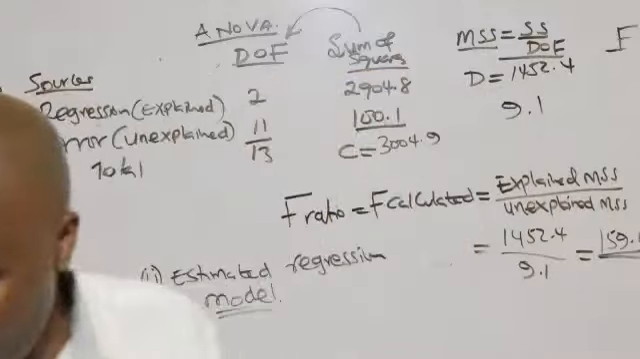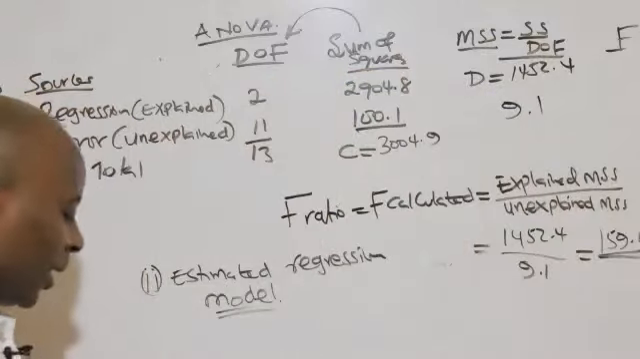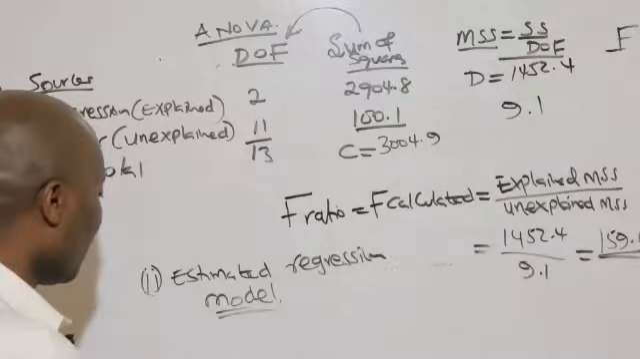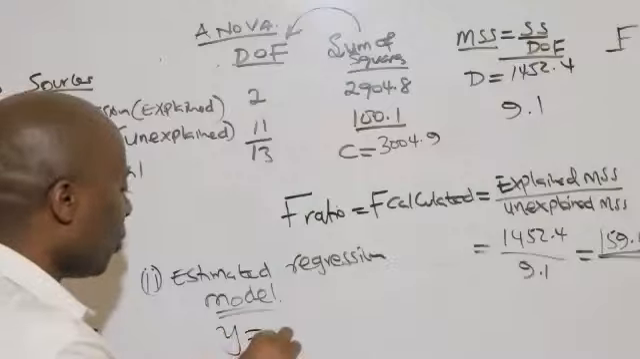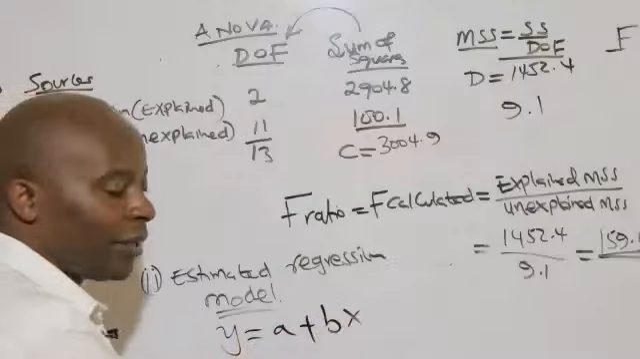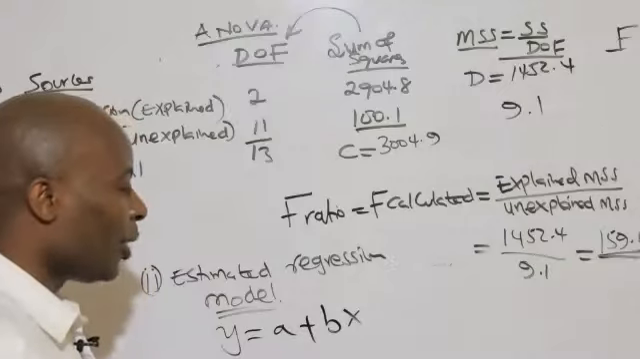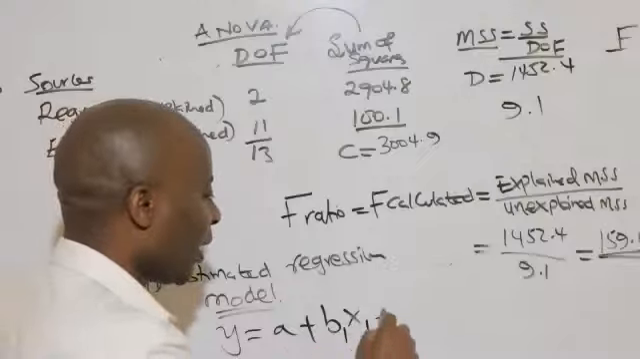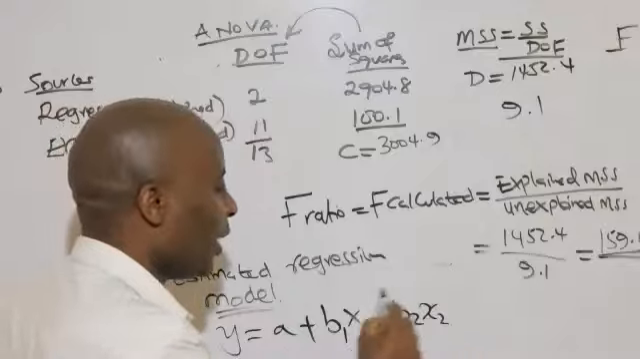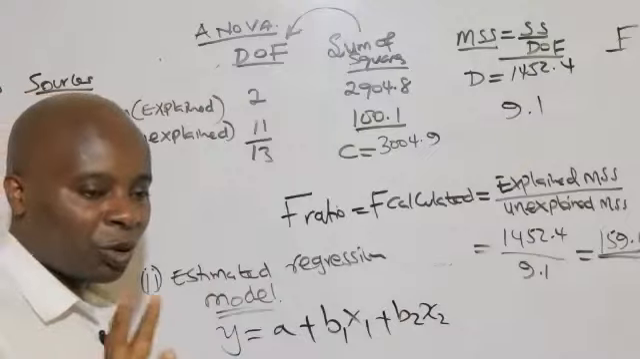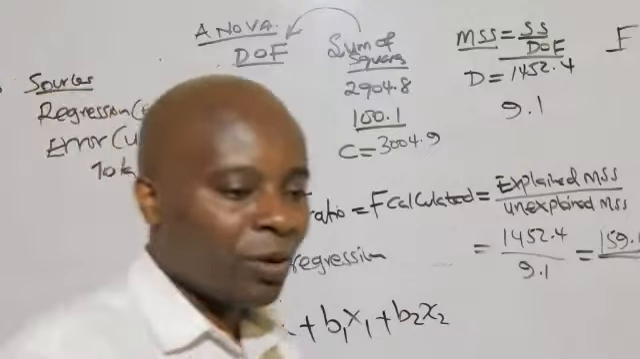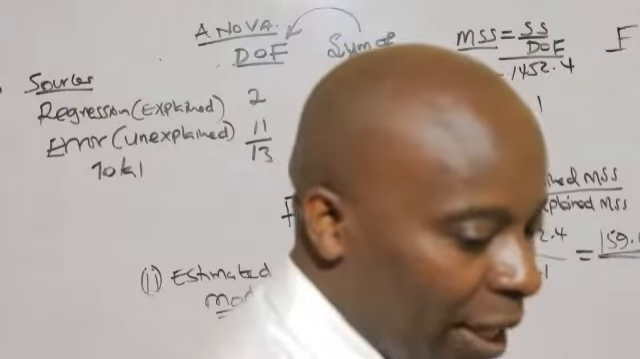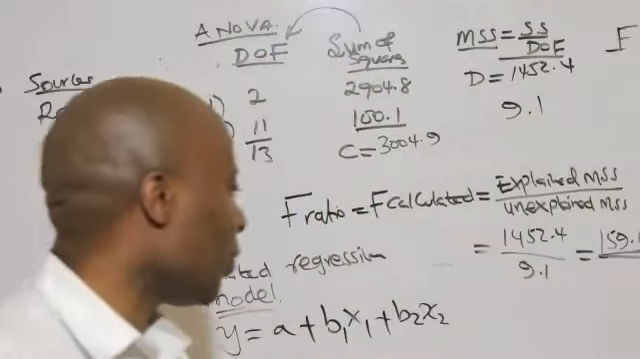This person, ladies and gentlemen, has known that generally this is how regressions look. Our regression models normally look like this: y equals a plus bx. But because this is a multiple regression model, this will be y equals a plus b1 x1 plus b2 x2, because we've got two predictor variables, x1 and x2.